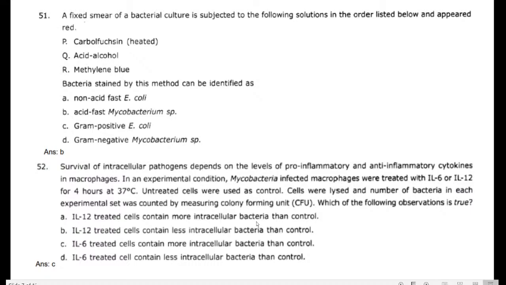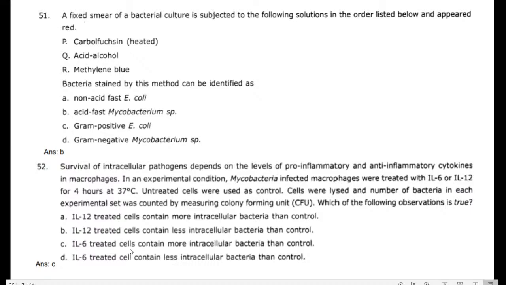Untreated, without the interleukins, the untreated cells were used as a control. Cells were lysed and the number of bacteria in each experiment set was counted by measuring colony forming unit. Here the output is measured as colony forming unit. Which is true? Interleukin 6 treated, C is the answer. The interleukin 6 treated cells contain more intracellular bacteria than the control.